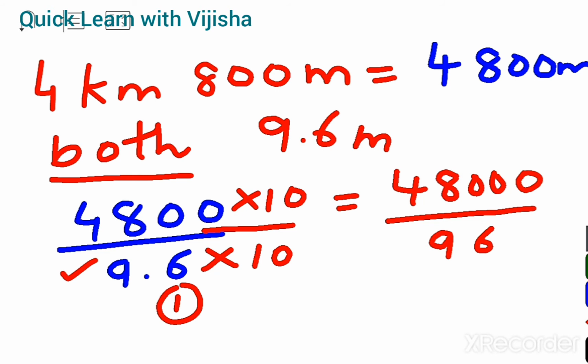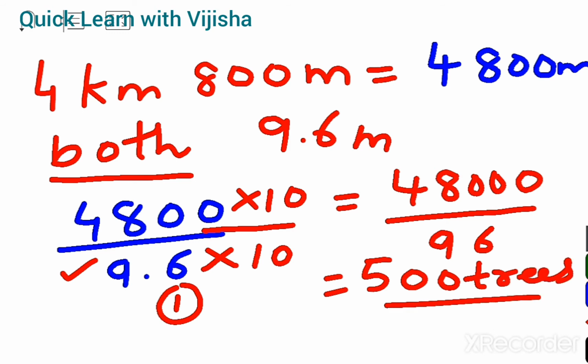Understanding, children? Now 48,000 is to be divided by 96. You have to do the normal division. The value you will get is 500. 500 trees is what is being asked in the question. Understanding, children?